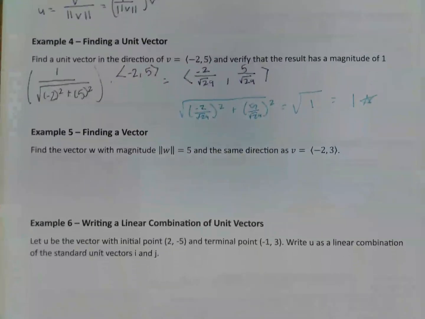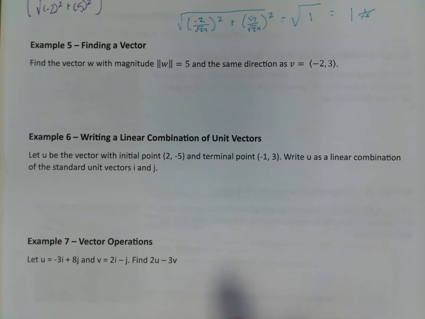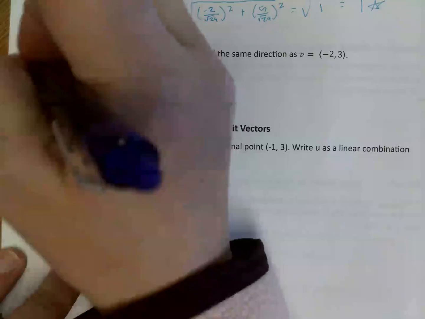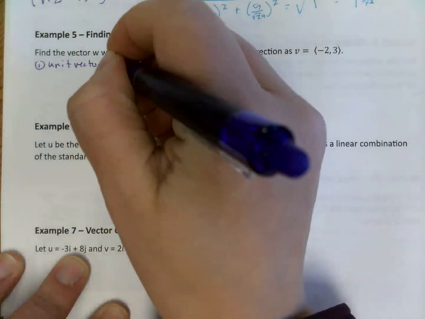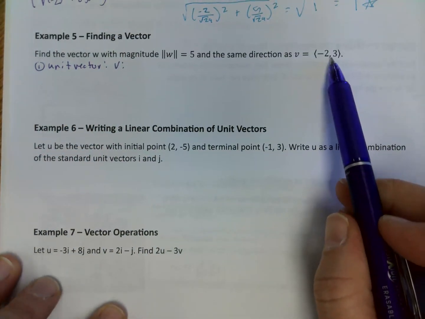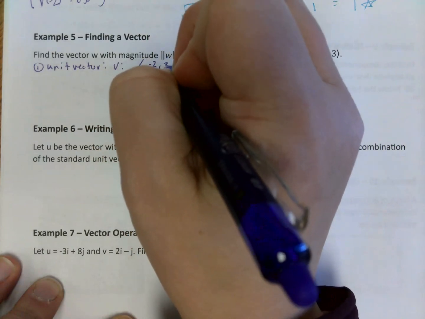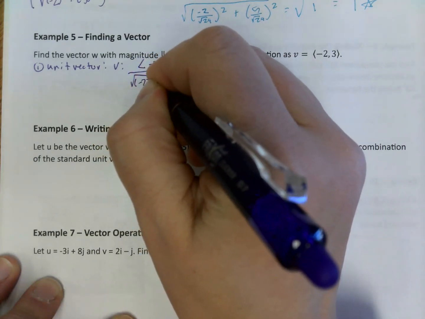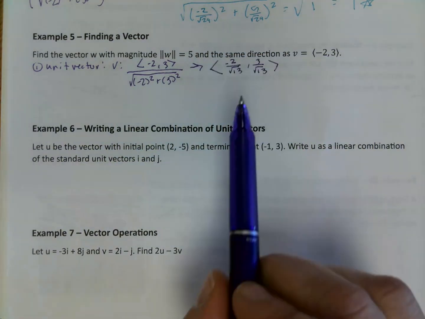Okay, now let's look at this next question. We want to actually find the vector. We already know the magnitude is 5 in the same direction as this vector, which is -2, 3. Again, it can be in a different place, but it's in the same direction as vector v. So our first step is we want to find the unit vector. So our unit vector of v, which if we look at this, -2, 3, we can have our vector -2, 3, and on bottom, our magnitude of this would be the square root of -2 squared plus 3 squared. So our unit vector is right here.